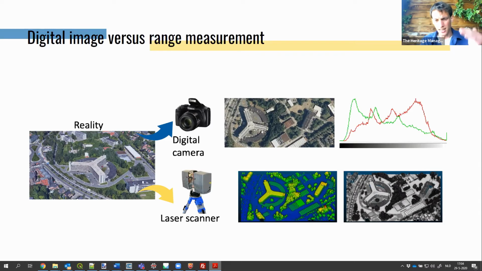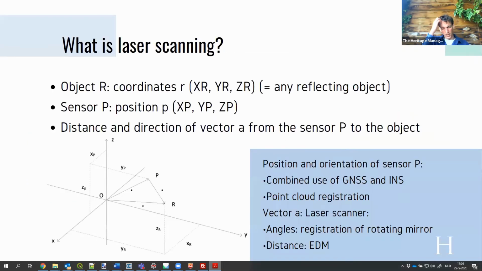And this difference in echoes, or this difference in intensity values, results in a difference in intensity of the reflected signal. That's also a very useful property that you can use for point cloud interpretation. We will use that property just later on. So laser scanning, let's go a little bit more into the geometry of laser scanning itself.